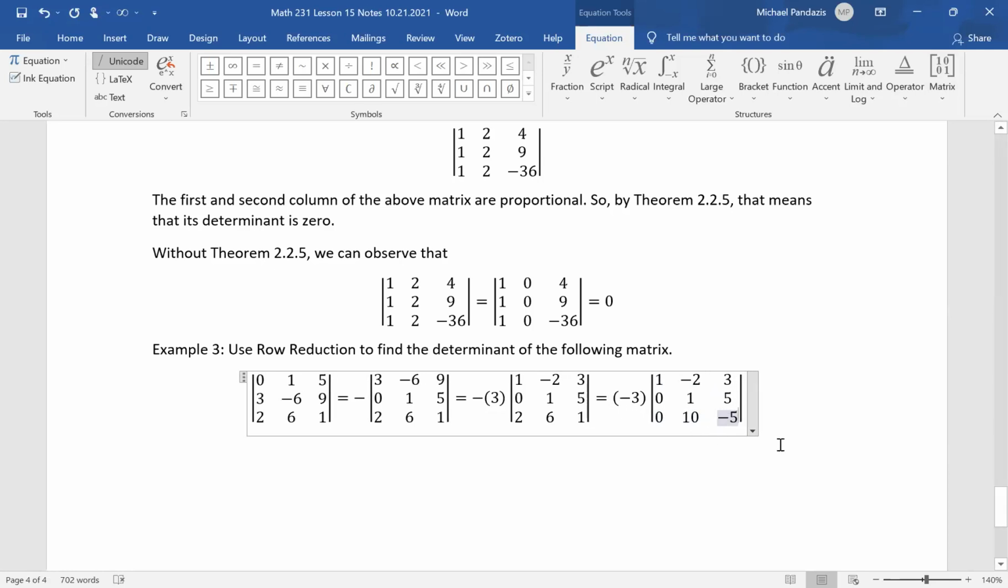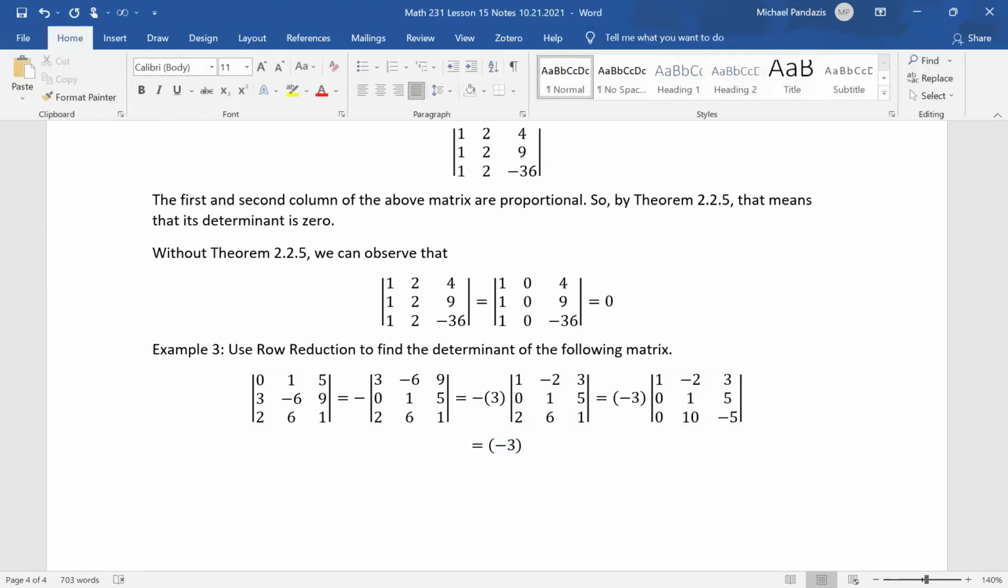Now, the effect of adding a constant multiple of one row to another is that the determinants are the same. It doesn't change it. So the effect of adding -2 times the first row to the third does not change the determinant, so I can say these two are equal. Even though the matrix is different, the way I changed the matrix did not change its determinant. And then this is equal to, so I still have a -3 here.